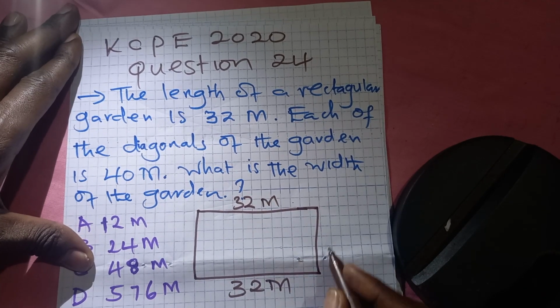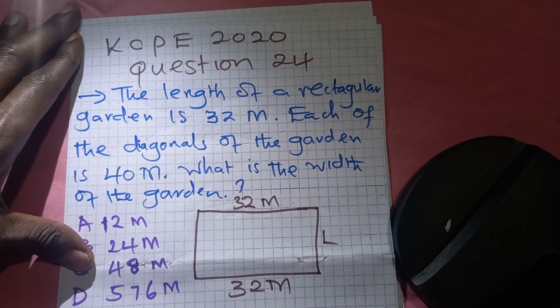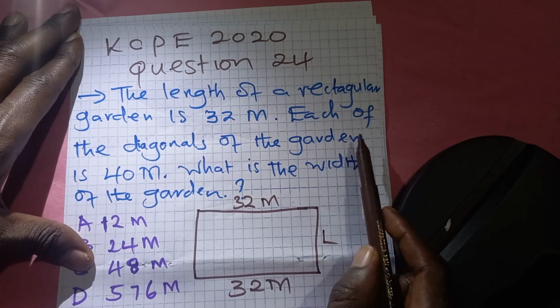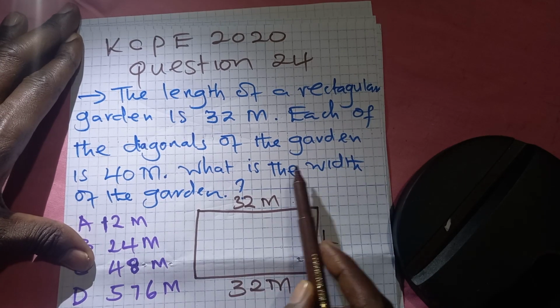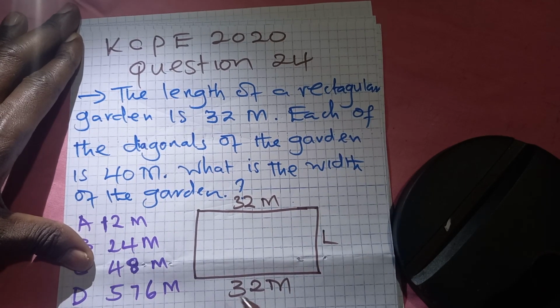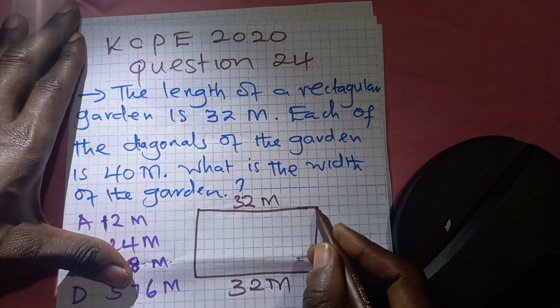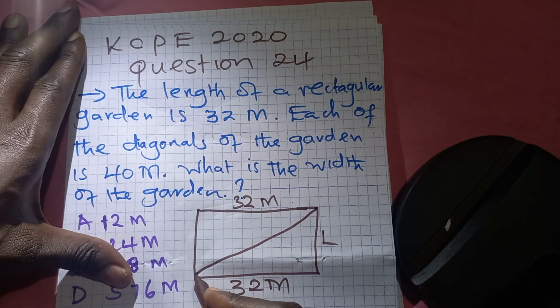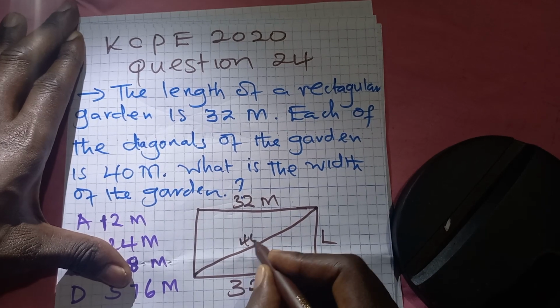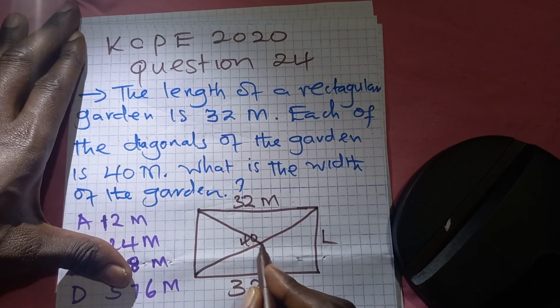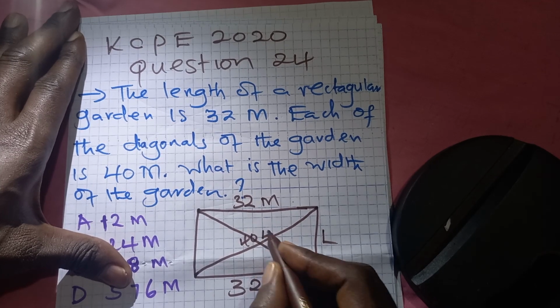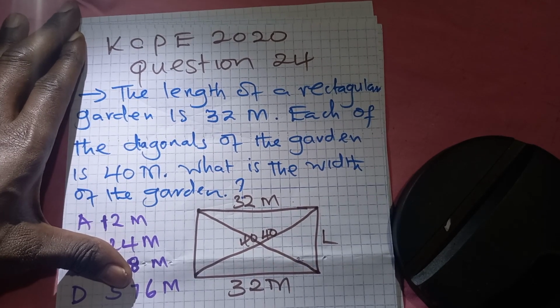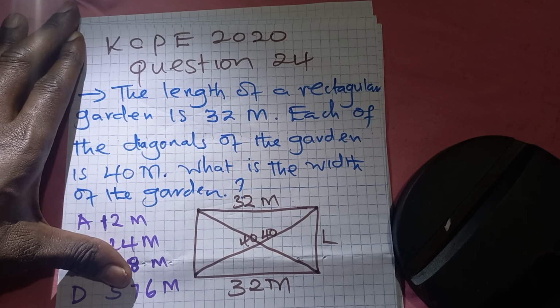So 32 meters. You are not given the width, but you are told that each of the diagonals of the garden was 40. And you know that diagonals in a rectangle are equal. So that is why you are told each of the diagonals was 40. This is 40, and this other one is also 40. You are told to find the width.